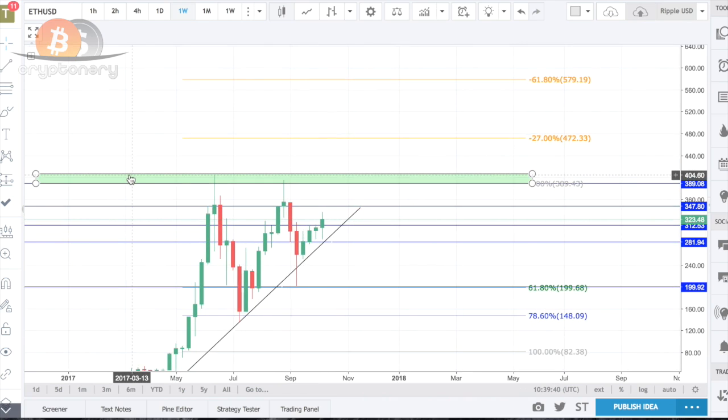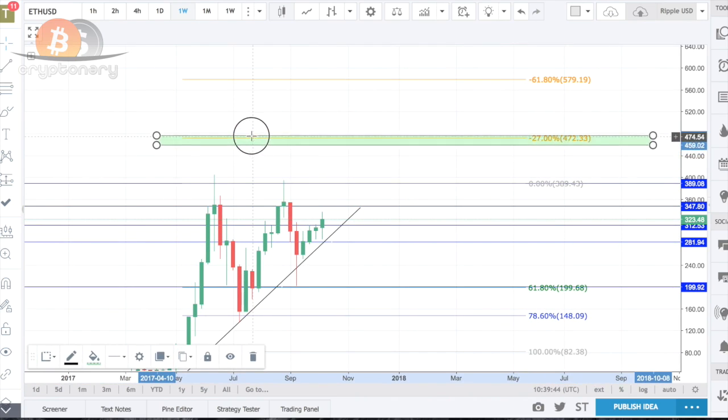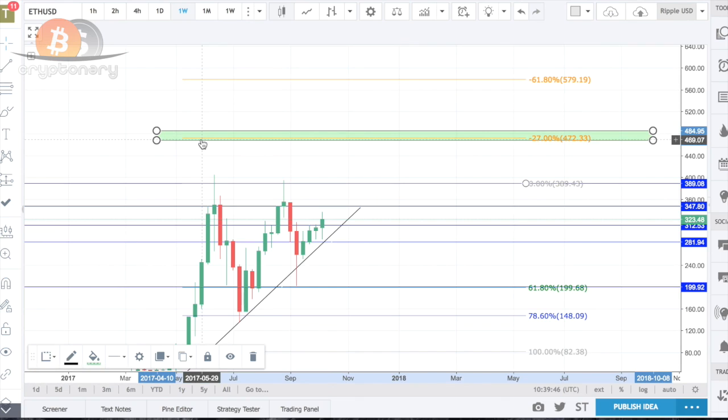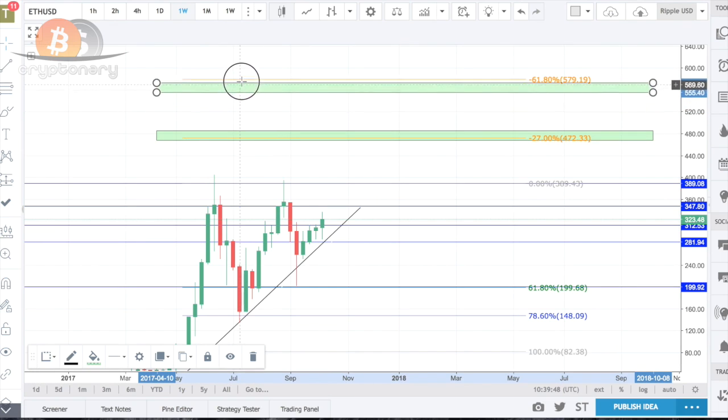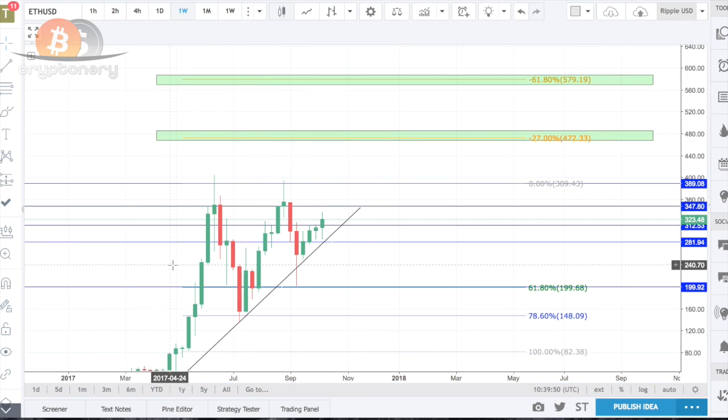We now have 2 new levels we are expecting to be reached. We have 472 within this zone, and we have 579. Now what we can expect with a breakout from the previous high, because this level was so heavily respected, a breakout will absolutely soar the price to these new highs.